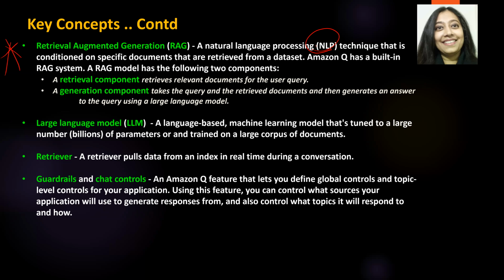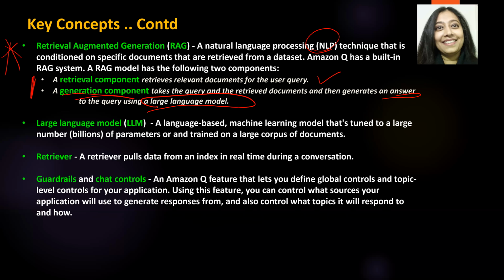Now, Amazon Q has a built-in RAG system. You don't have to worry about building this. It's already there. And this particular RAG model that is created for Amazon Q has two components. One is the retrieval component, that retrieves the relevant documents for your query. And second, remember, it has to also give you a response. It has a generational component that takes your query, takes the retrieved documents, and then generates an answer or a response using a large language model. So this is what a RAG is all about.